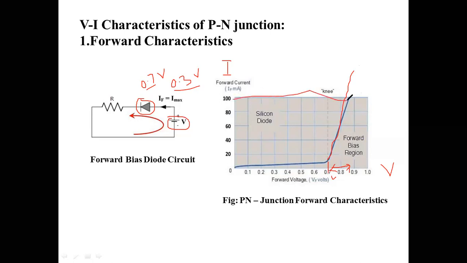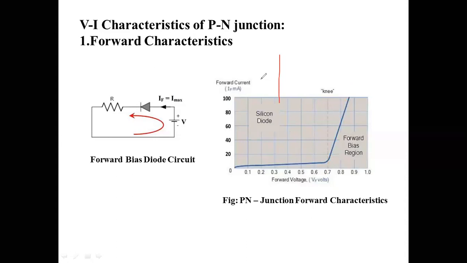You can see till 100 milliampere it has increased from the 20 milliampere within a 0.2 volt increase in the forward voltage. Okay, this is a forward bias characteristic. If you want to show the forward bias characteristic, it starts slowly increasing the current. At one point it is an exponential increase.